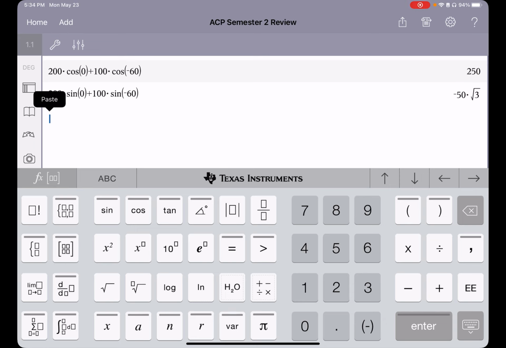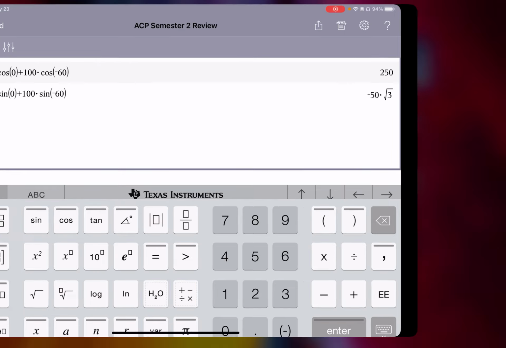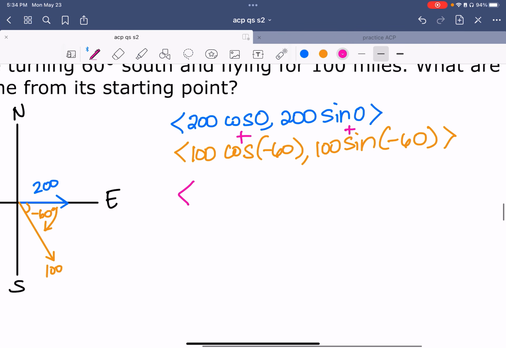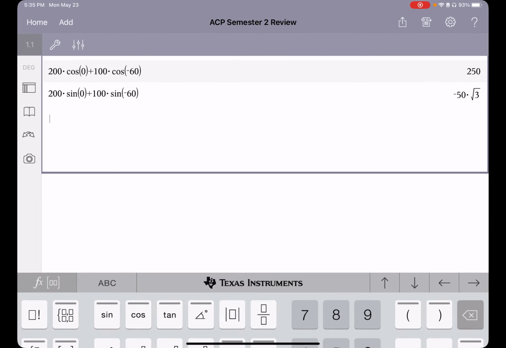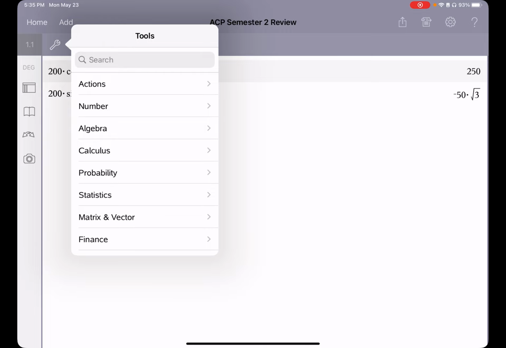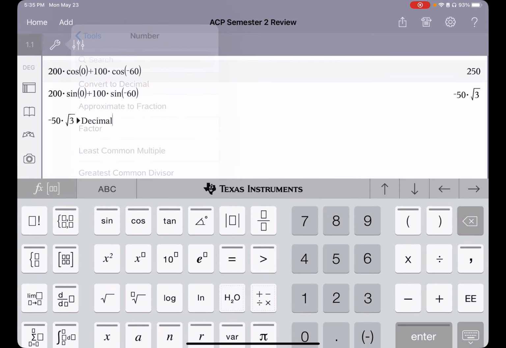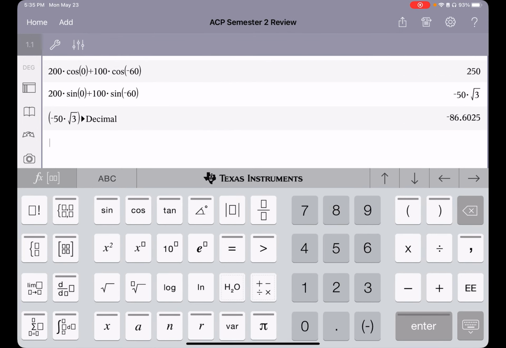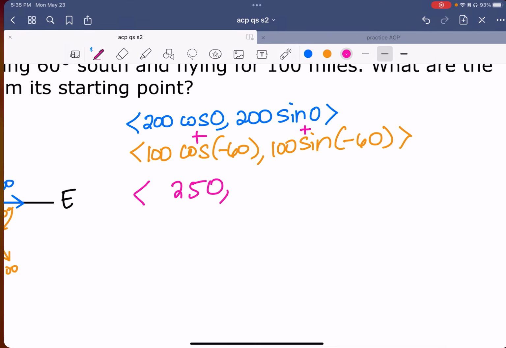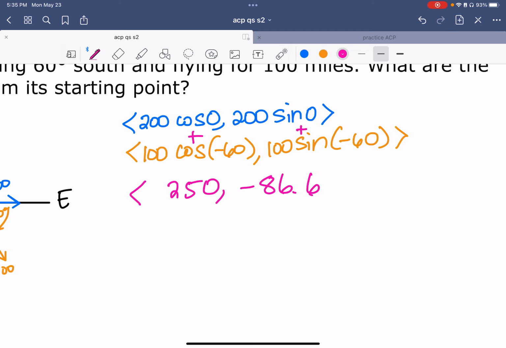This is giving me the exact answer, but it's fine. Your calculator will give you a decimal, but that's fine. Okay, so your x coordinate is 250. And then the other one, let me approximate it to a decimal. Hold on. Let me copy and paste it. And then I'm going to approximate it to convert to decimal. So it's about negative 86.6.